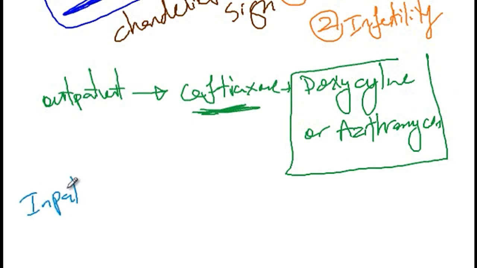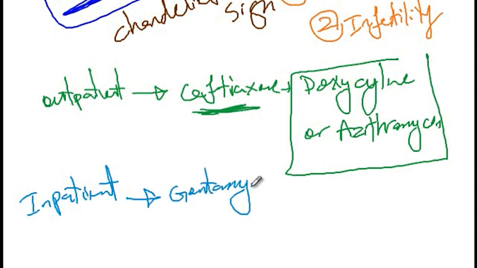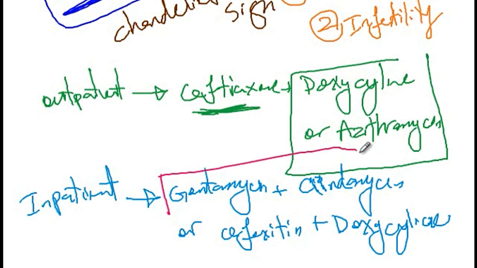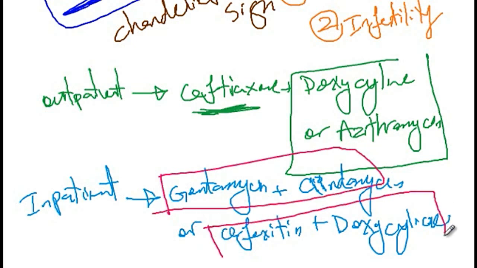For inpatient hospitalization, which is usually done for pregnant patients or those that are having vomiting or severe fever and pain, then you will have to treat them with either gentamicin plus clindamycin or cefoxitin plus doxycycline. So for inpatient treatment, gentamicin plus clindamycin or cefoxitin plus doxycycline. And then one memory aid that I have for you is called Foxy-Doxy for inpatient. So Foxy-Doxy for inpatient treatment.